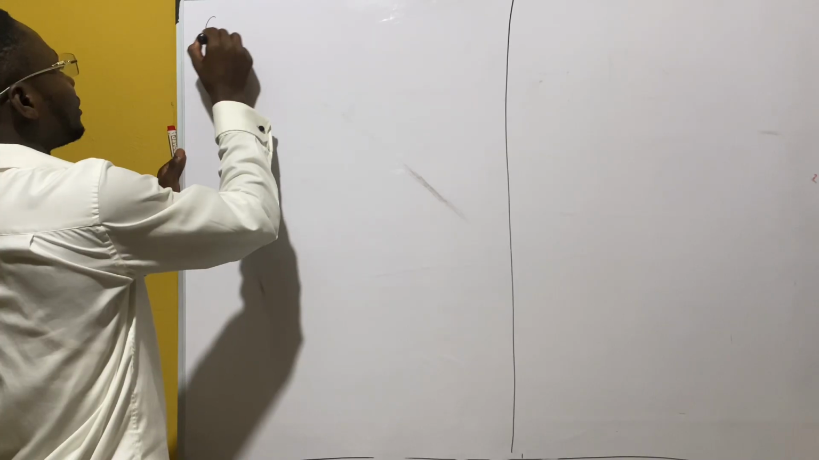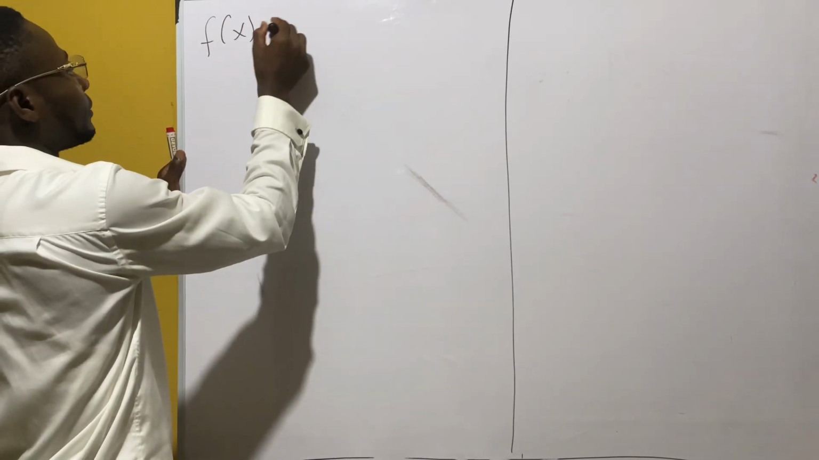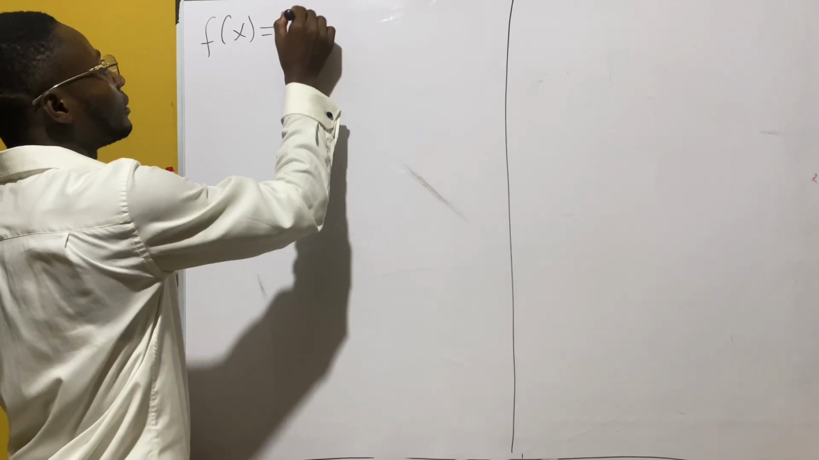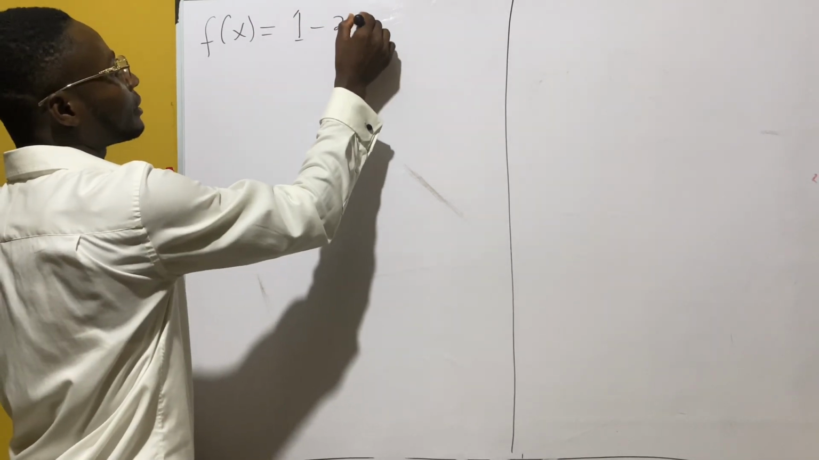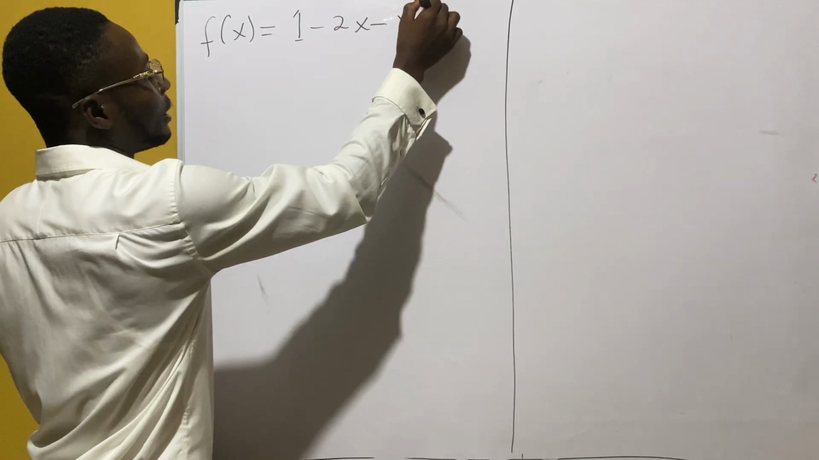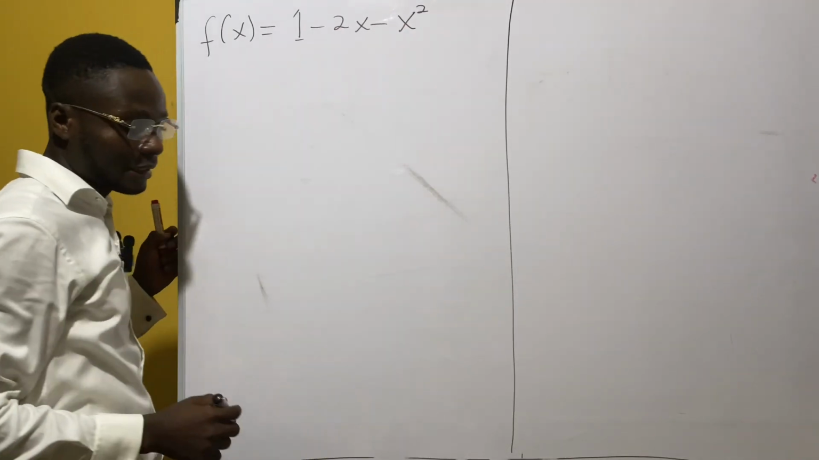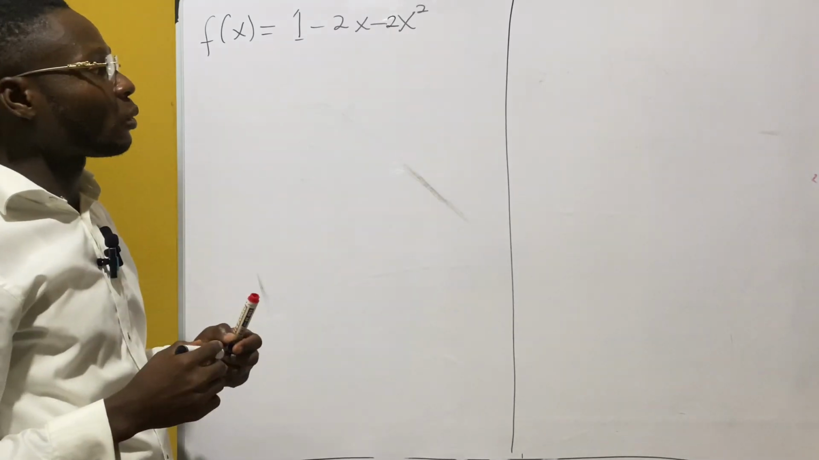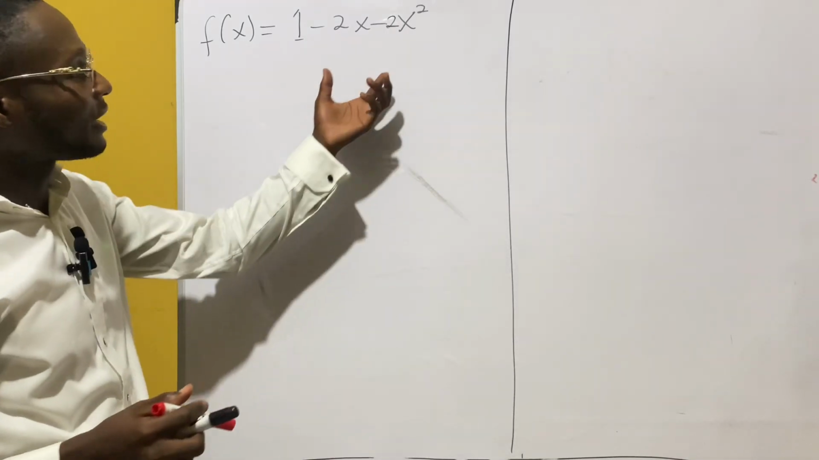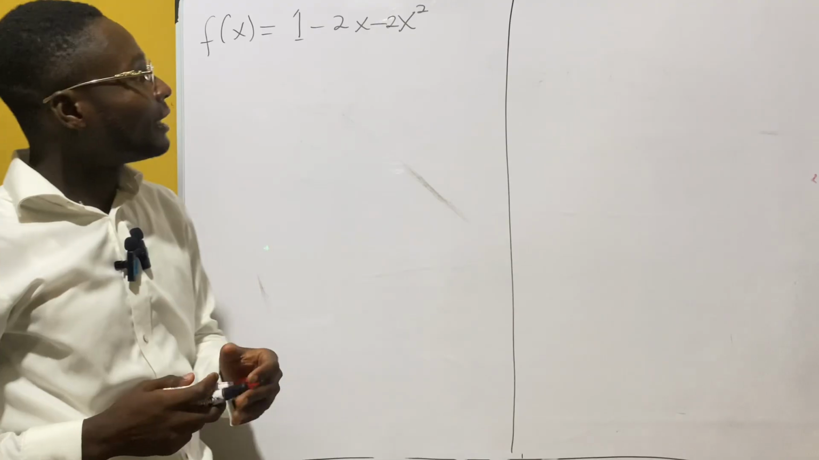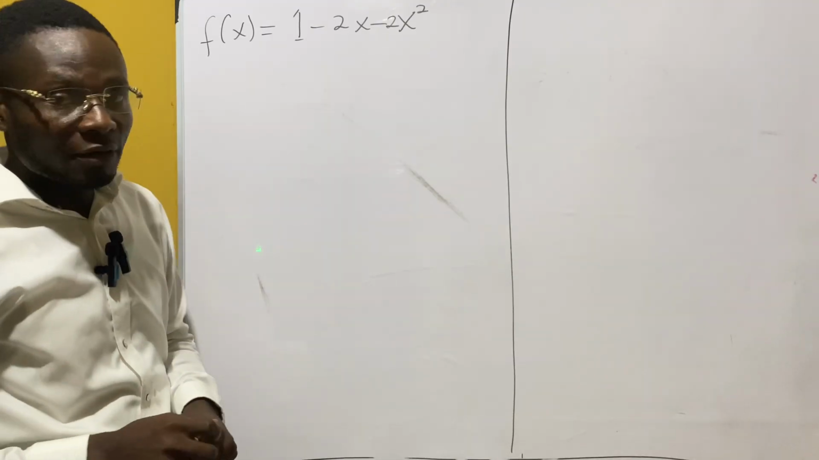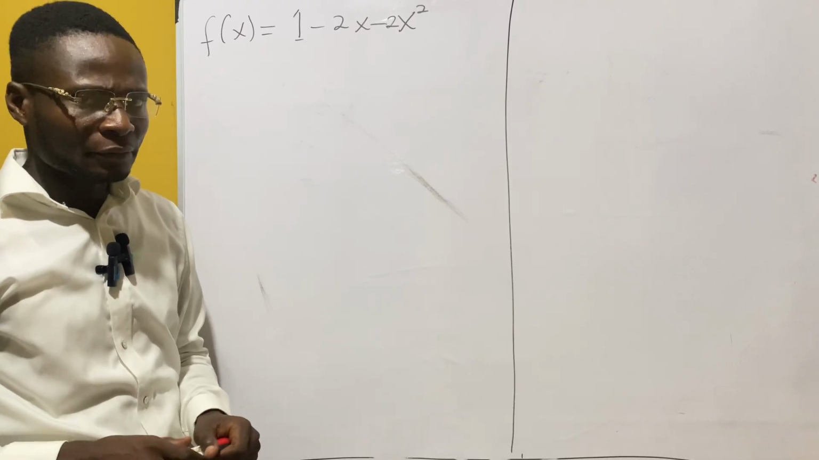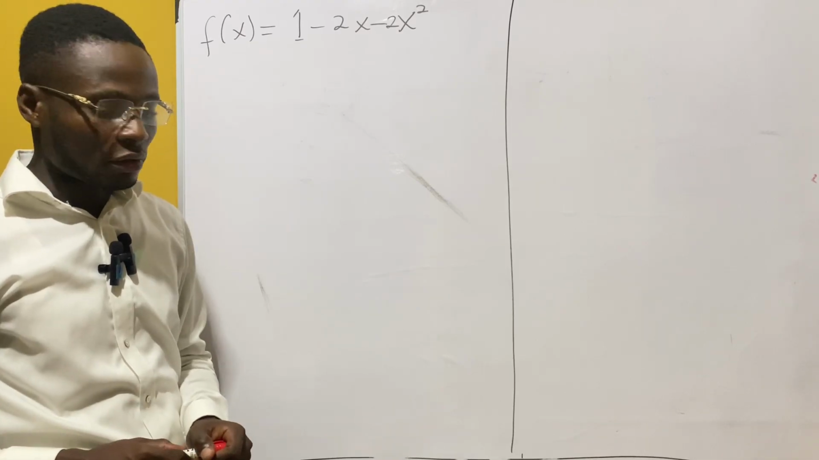This is the function we have right here. f(x) equals 1 minus 2x minus x squared. So this is what we have, and we want to find the turning point, the line of symmetry, and the roots, which of course is the same as the zeros.